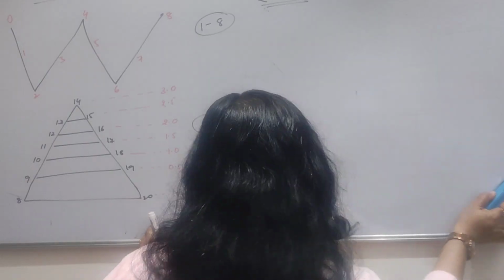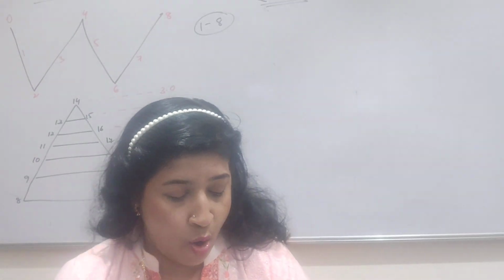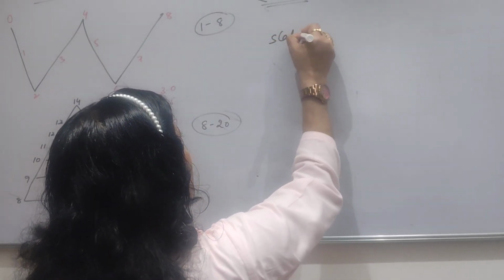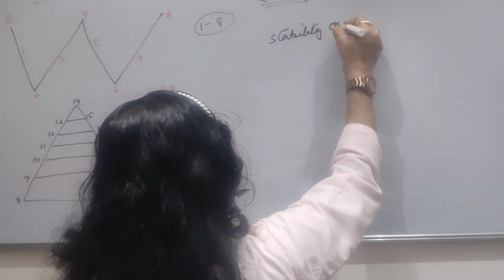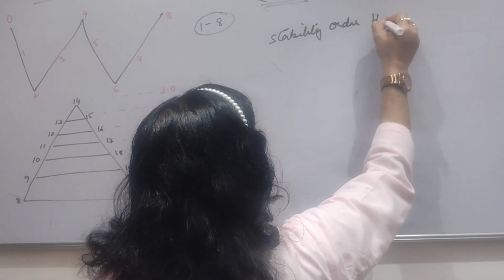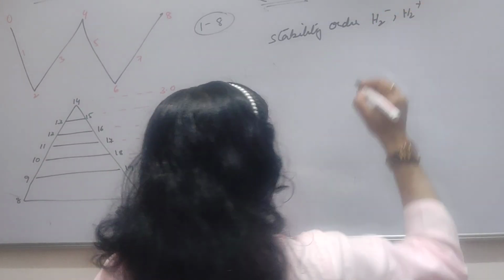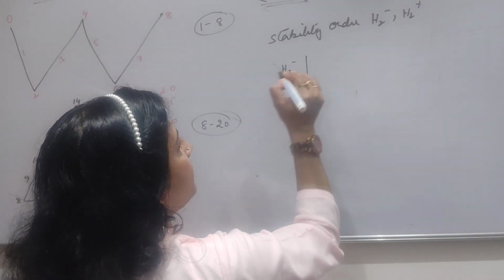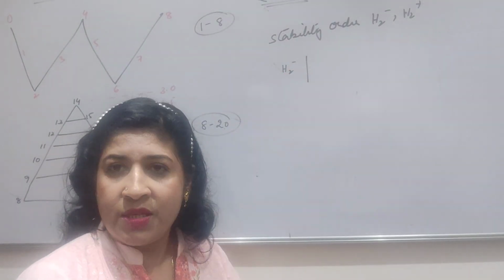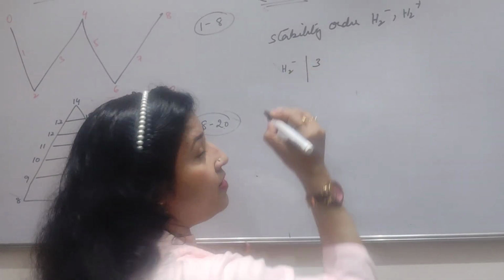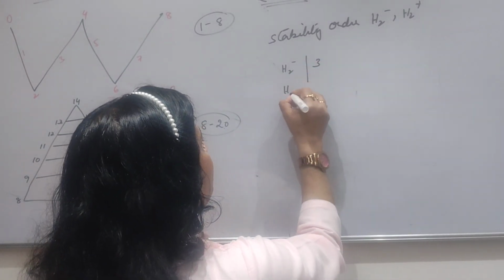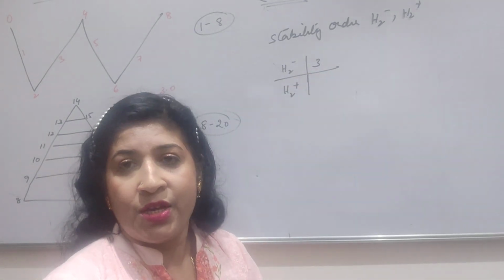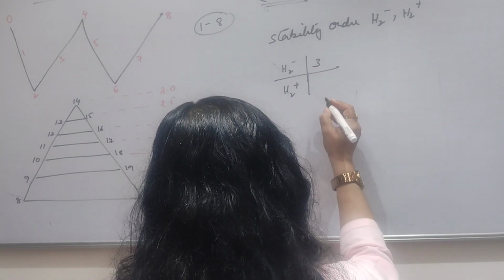Suppose they give the stability order of H2 minus and H2 plus. Difficult. So what is H2 minus? It is how many electrons? Minus means you have to add, so it is 3 electrons. And H2 plus means how many electrons? So it is 1 electron, right?